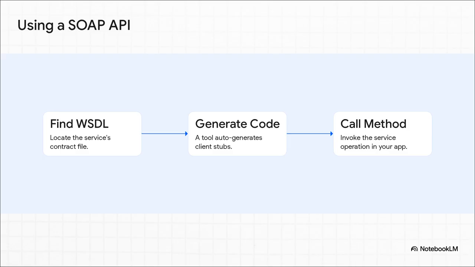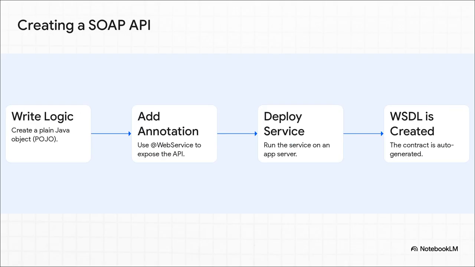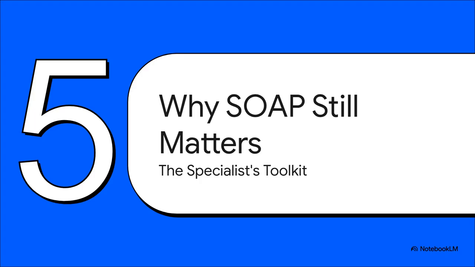After that, the developer can just call functions in their own app like it was any other piece of code on their machine. And creating a SOAP service is just as streamlined. A developer can write their business logic in a totally normal class, add one little annotation like @WebService, and then deploy it. The server does all the heavy lifting in the background, automatically creating that all-important WSDL contract file for everyone else to use. Pretty slick, right? Which brings us to the grand finale.